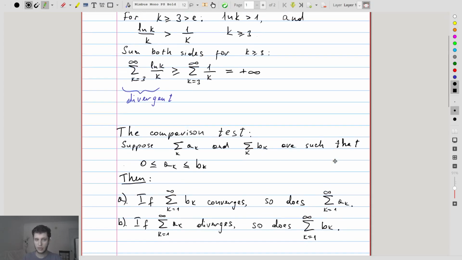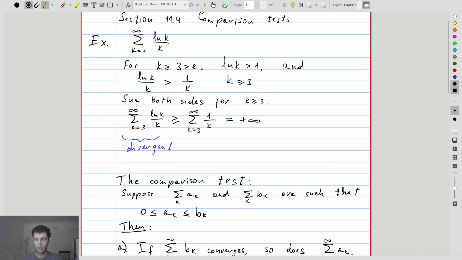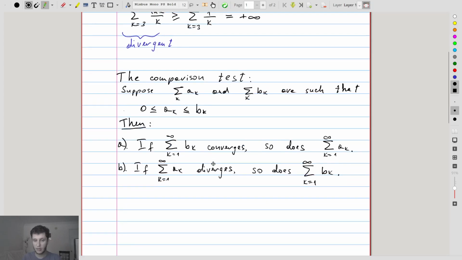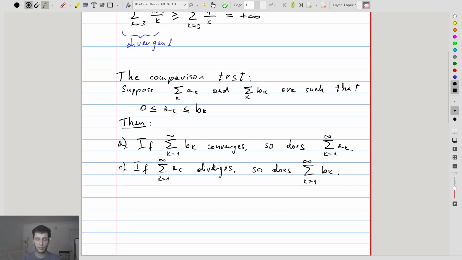But as we have just seen, this is a quite useful convergence test because it allows you to reduce the question of convergence for new series to the question of convergence of some series that you have already studied. So in this case, for example, we reduced this new series to the harmonic series, and we were able to give the answer quicker than when applying the integral test. And so this is the statement of the comparison test. We will then discuss some examples of its applications.